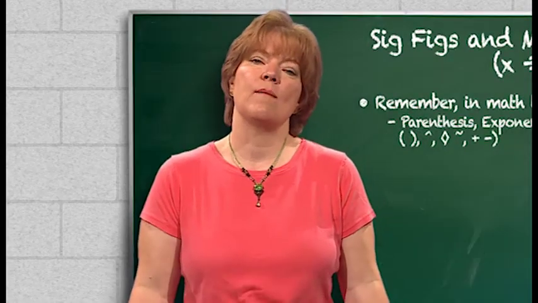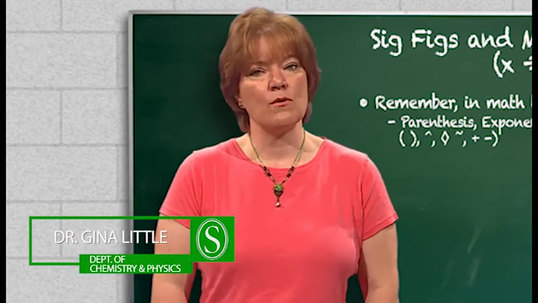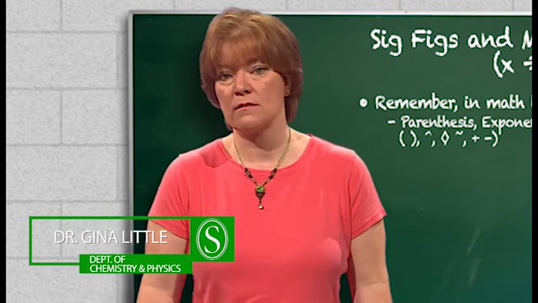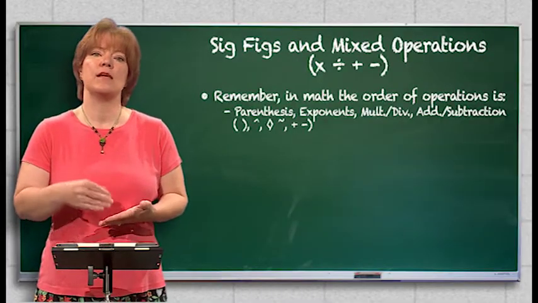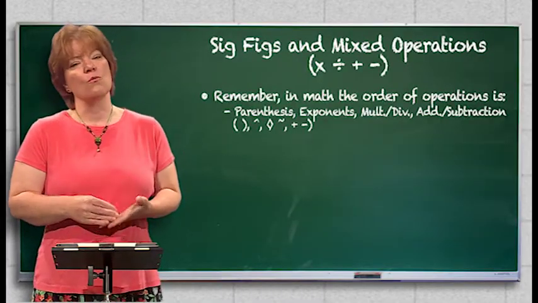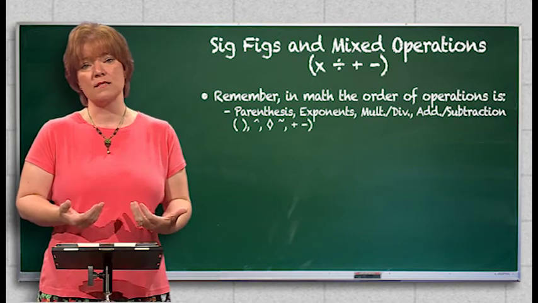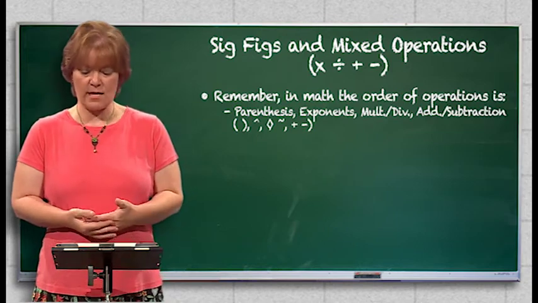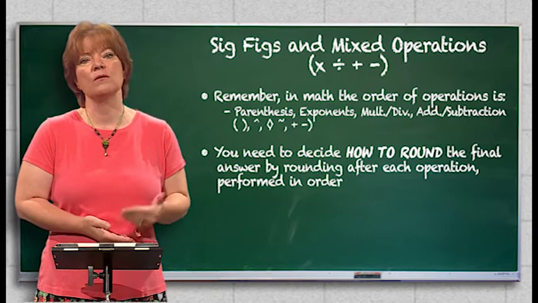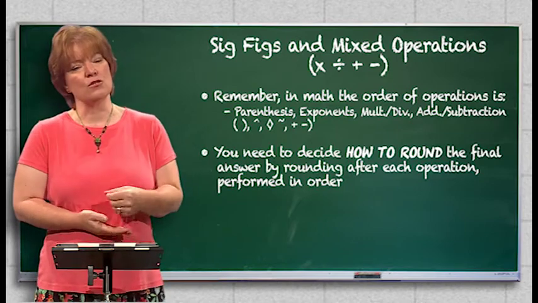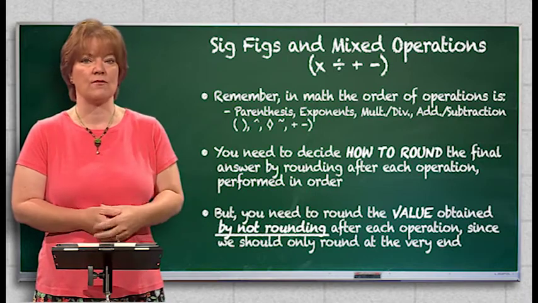So today we're going to talk about significant figures and how they are affected by mixed operations. Remember, in math, we have an order of operations: parentheses, exponents, multiplication, division, and then addition, subtraction. So when we're trying to decide how to round with significant figures when we have mixed operations, we first need to decide how to find the final answer by conducting a rounding at each step of the calculation. And then we need to round the value that we would have if we never rounded throughout the calculation.